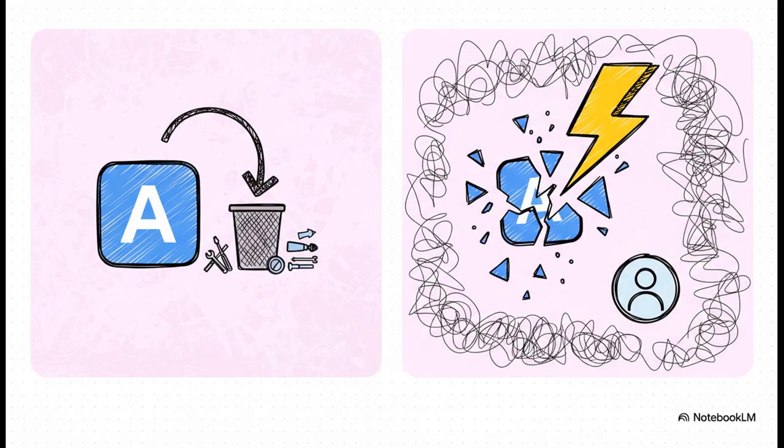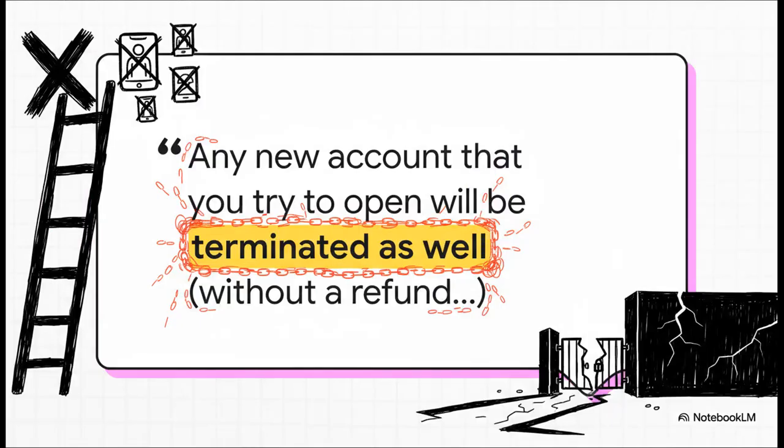And here's the real kicker. A suspension counts as a strike against your account. This is where things start to get really dangerous. And right at the very top of that ladder, account termination. This is it. Game over.